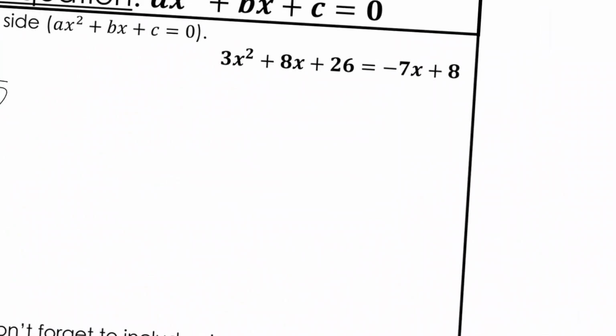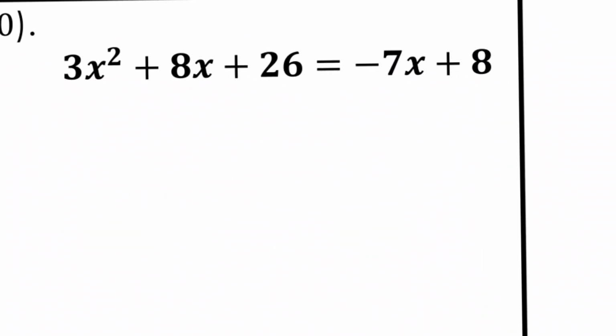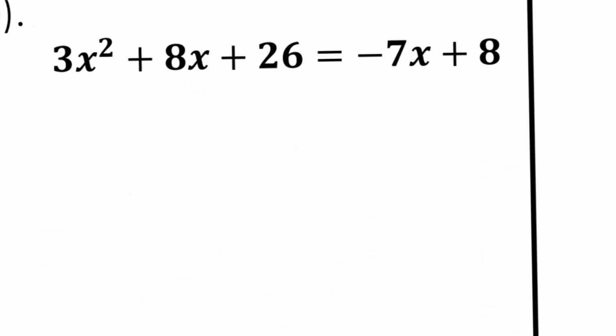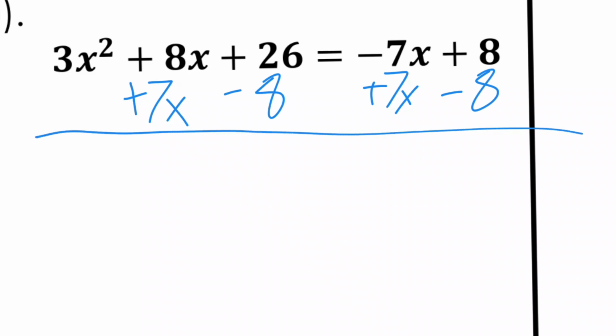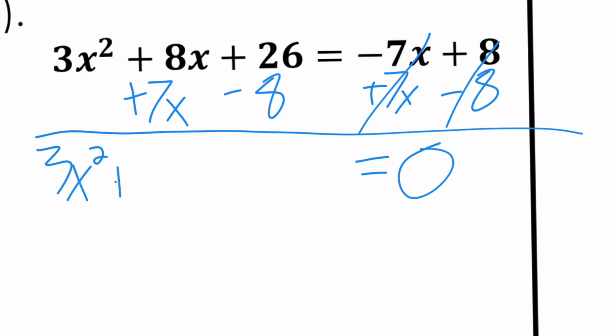We got time to do one more. And so I got 3x squared plus 8x plus 26 equals negative 7x plus 8. I see that I can add this 7x over to the other side. I'll put it under the 8x because it's a like term. And then I'll minus 8 under that 26 because they're both constant terms. So they are also like terms. So now it'll equal 0. So this gives me 3x squared plus 15x plus 18 equals 0.